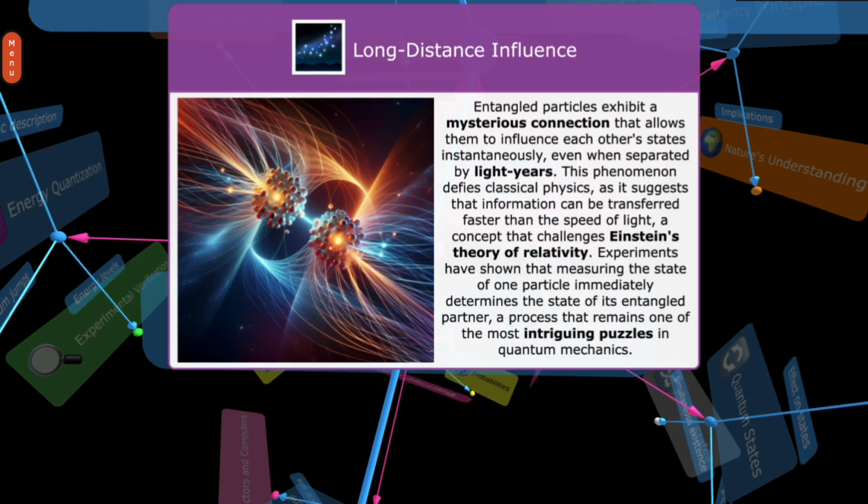Entangled particles exhibit a mysterious connection that allows them to influence each other's states instantaneously, even when separated by light years. This phenomenon defies classical physics, as it suggests that information can be transferred faster than the speed of light, a concept that challenges Einstein's theory of relativity. Experiments have shown that measuring the state of one particle immediately determines the state of its entangled partner, a process that remains one of the most intriguing puzzles in quantum mechanics.